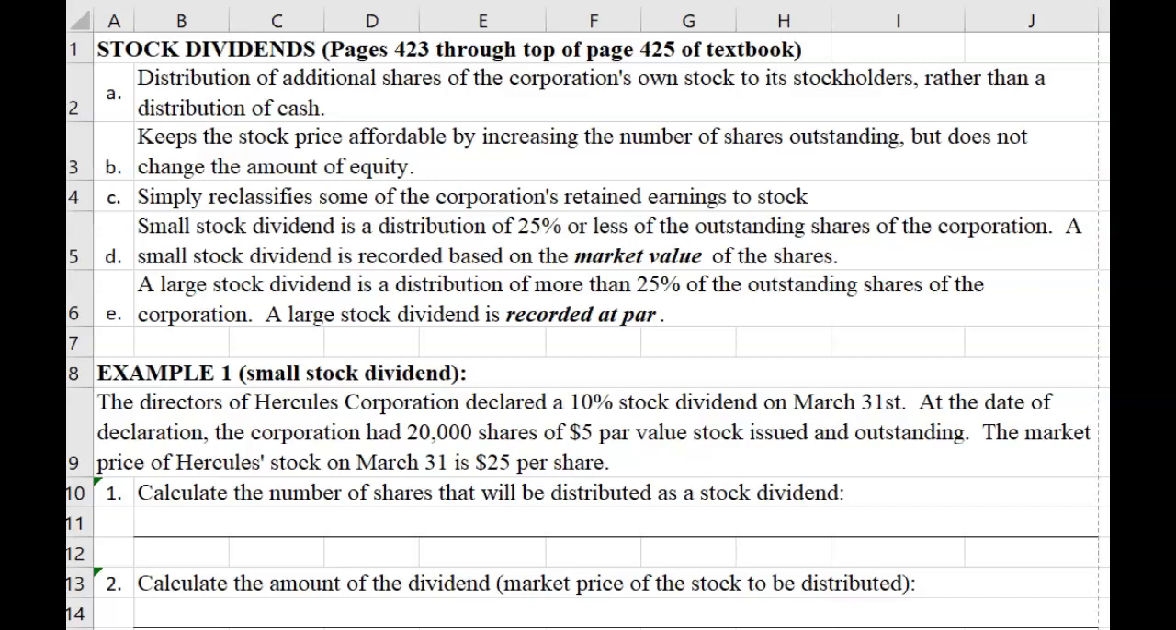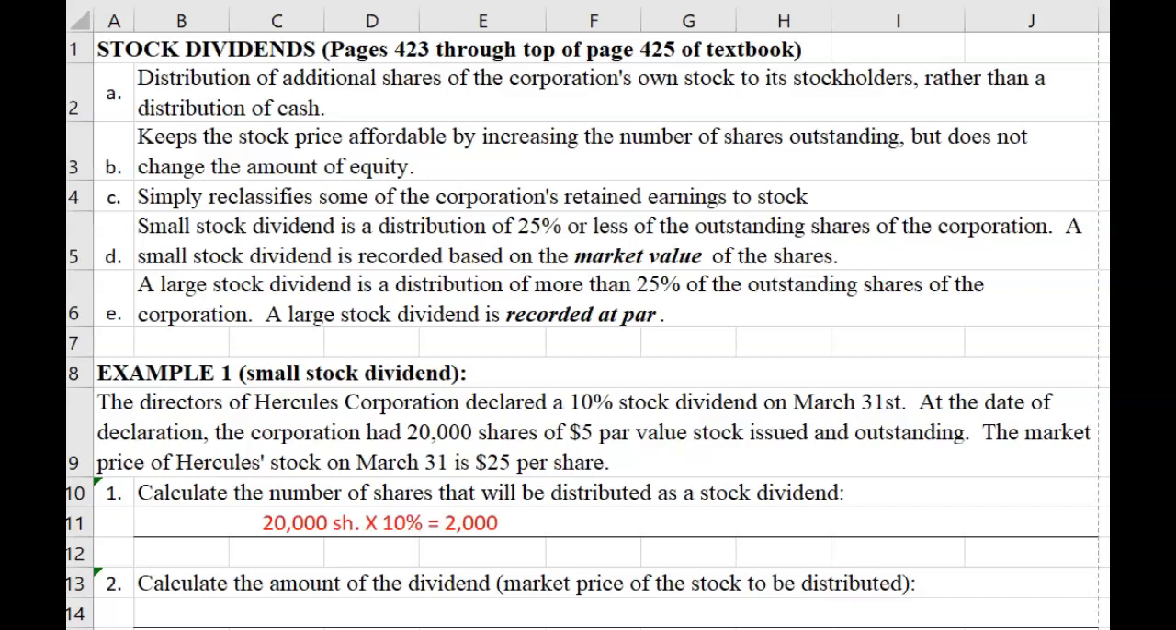Let's practice. Example 1, small stock dividend. The directors of Hercules declared a 10% stock dividend on March 31st. At that date, the corporation had 20,000 shares of $5 par value stock issued and outstanding. The market price of Hercules stock on March 31st was $25 per share. Step 1. Calculate the number of shares that will be distributed as a stock dividend.